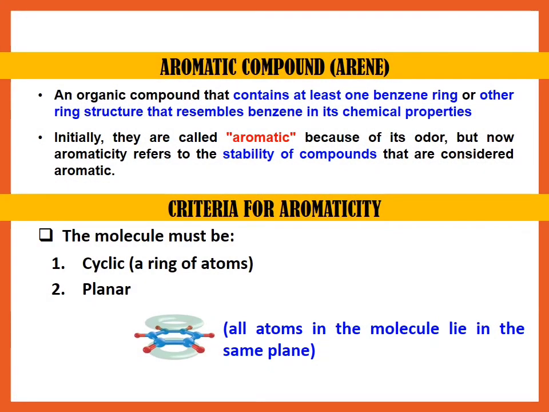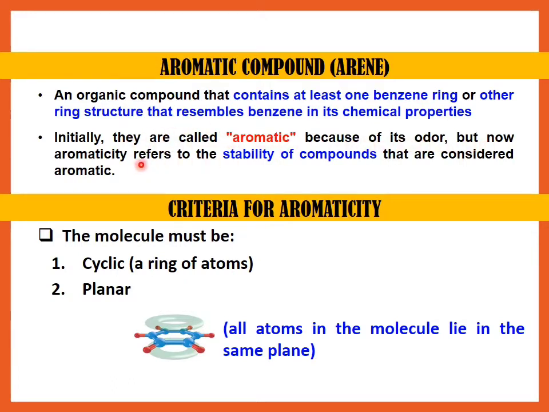Okay guys, before we look at the nomenclature of benzene, you need to know what an aromatic compound is. An aromatic compound is an organic compound that contains at least one benzene ring. I know that you are very familiar with this benzene ring, which is shaped like a hexagon, and inside the hexagon there are 3 double bonds. They are called aromatic because of their odor.